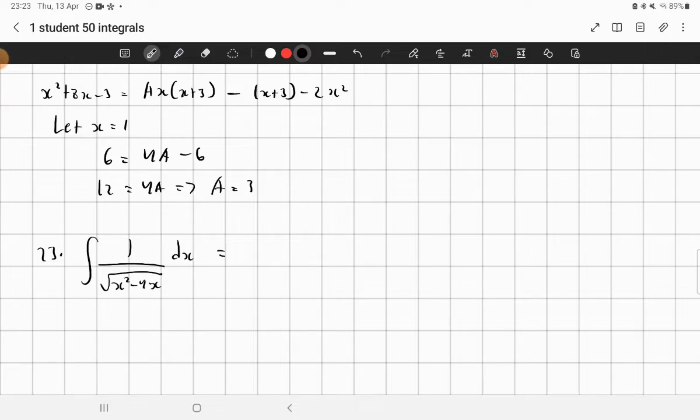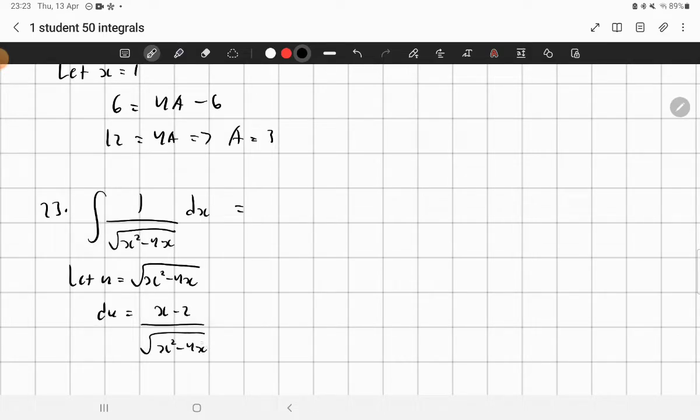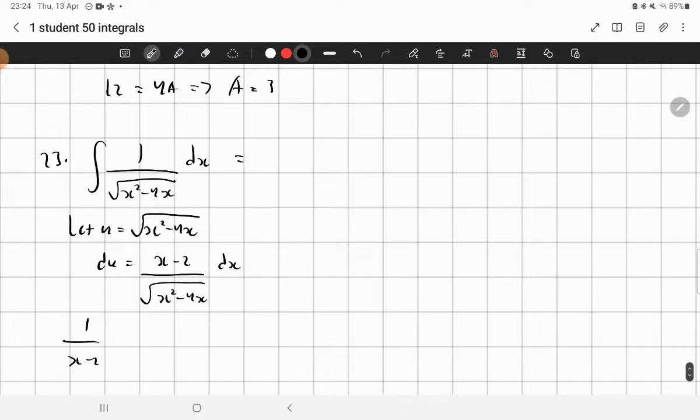Alright, I believe the appropriate substitution will be the whole denominator, so I'm going to try it first. Let u equal the square root of x squared minus 4x. When you take the derivative, it will be 2x, well, I can simplify it: x minus 2 over the square root of x squared minus 4x. Looks good, I could substitute everything. So 1 over x minus 2 du is equal to 1 over the square root of x squared minus 4x dx.